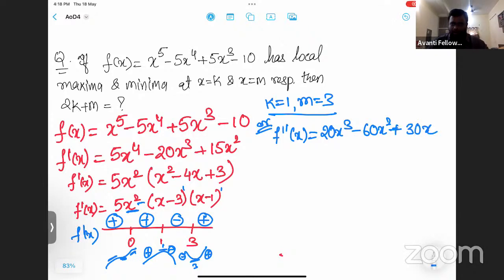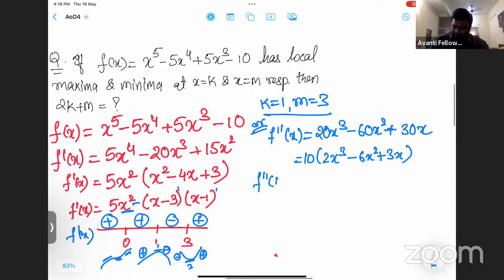30x. Right? Now we'll take 10 common: 2x cube minus 6x square plus 3x. Okay. Now we'll put the values x is equal to 1 and x is equal to 3 here.